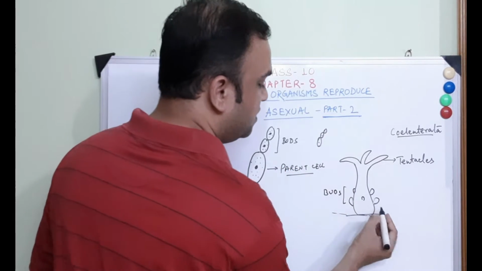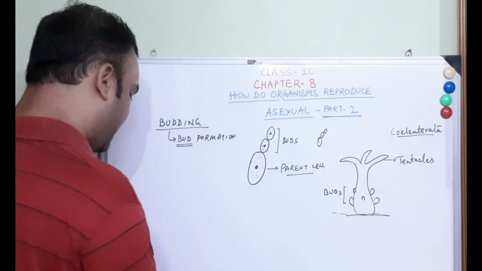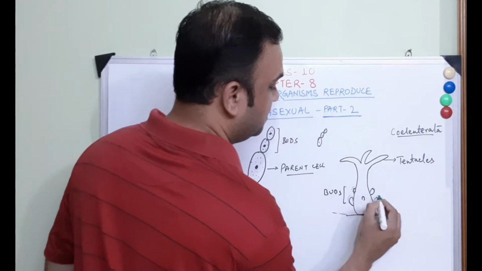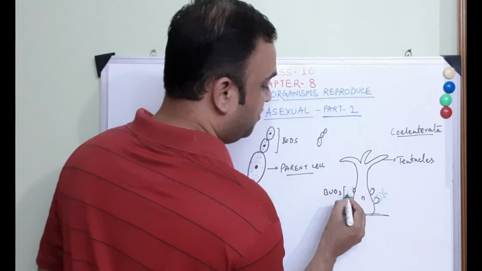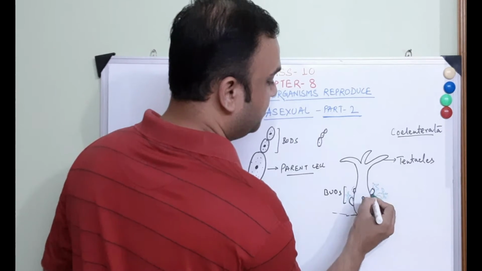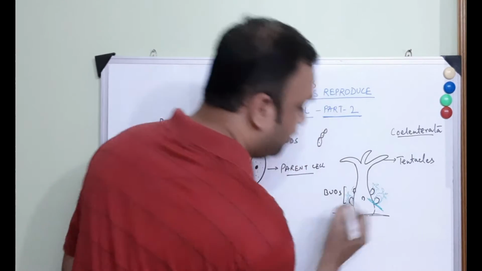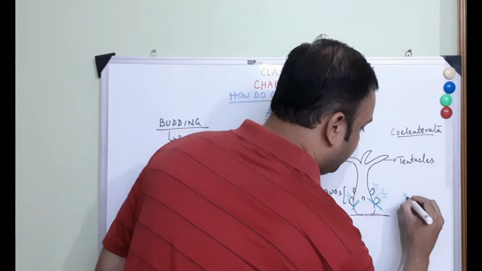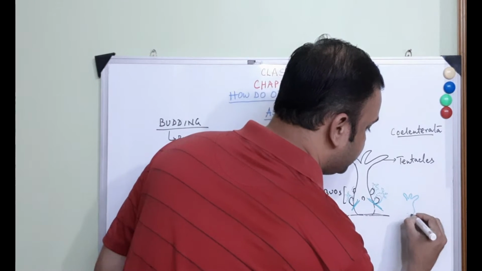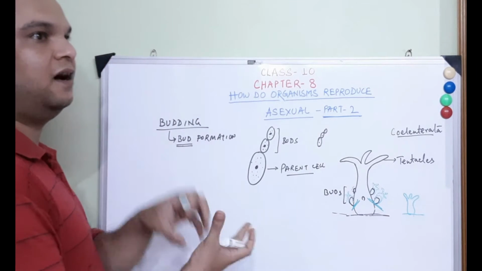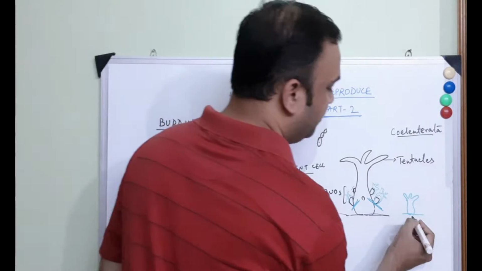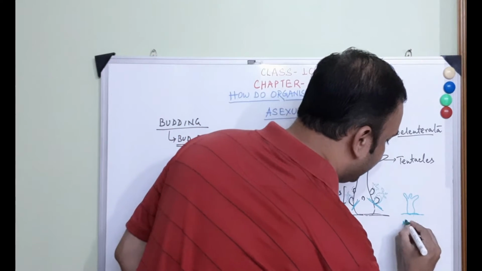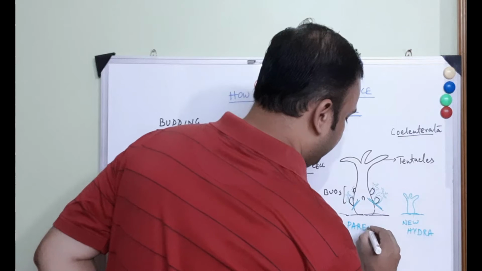These buds grow in size on the body of that organism and gradually mature over the parent body itself, and when they take the shape of a small hydra, they get detached from the parent body. After detaching, they find their way across the water stream, and whenever they find any substratum, meaning any support to grow, they settle there, and after settling they grow as a new hydra.